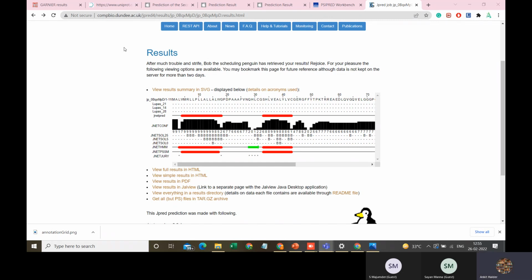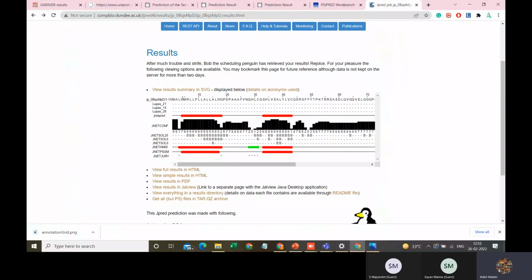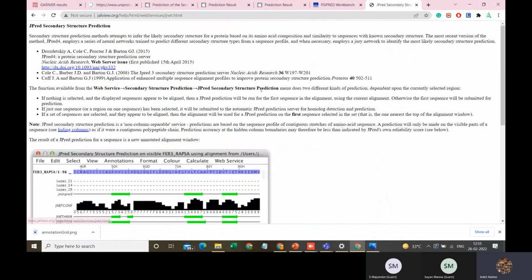So for the results, you can see in the HTML version where it has been found, identified, the query, and which structure it has taken. And now also the details on the acronyms used. If you go here, you can read it whole and understand what it means and how to interpret the results.